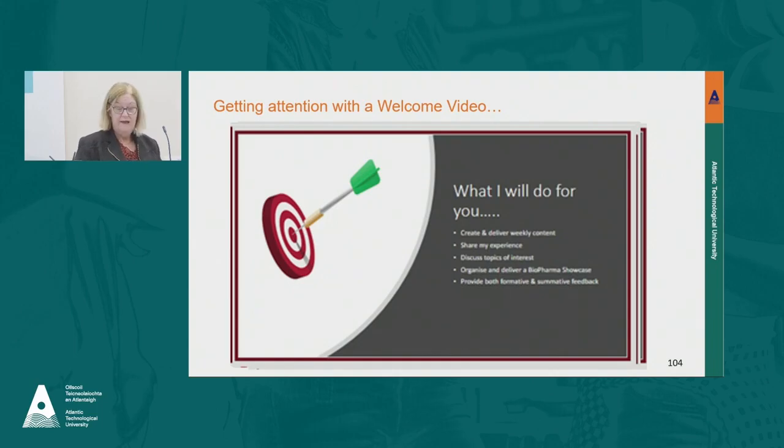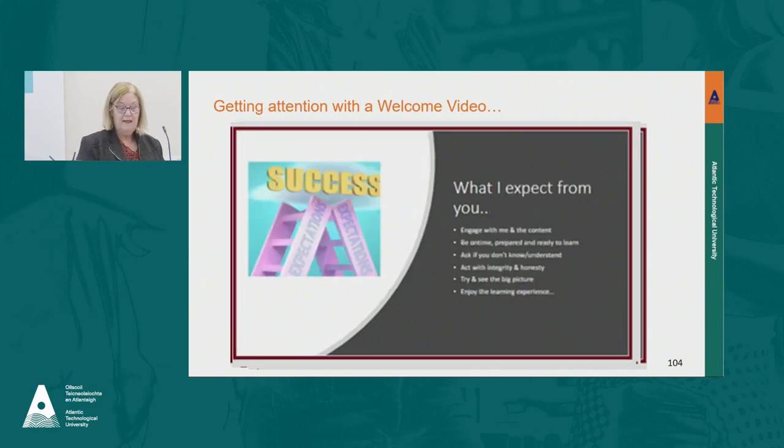And I'll give them feedback. I work on formative feedback and summative feedback. And then I tell them what I expect from them. I expect them to turn up, be ready to learn, ready to listen. And if they don't know, to ask me, because I am quite approachable. I expect them to act with integrity, and so on.